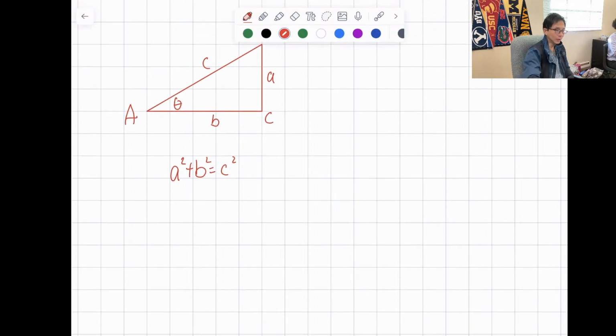Well, we know that, hey, let's divide everything by C squared. So I'm going to take this.